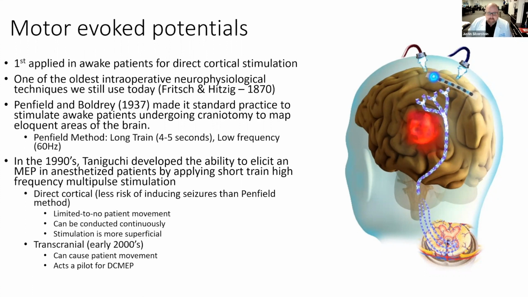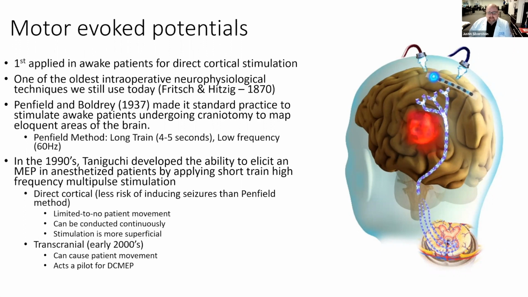topography of the brain, somatic topography of the brain, and really figured out where motor and speech were by stimulating awake patients. And they used a long train method, what we call the Penfield method now, where they were stimulating the brain with a bipolar probe for 4 to 5 seconds at a very low frequency, 60 hertz here in the United States, 50 hertz in Europe. And this was how motors were pretty much done. You would stimulate and watch the patient physically move or twitch.